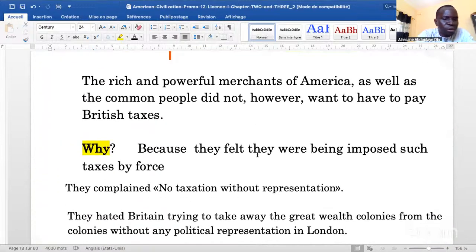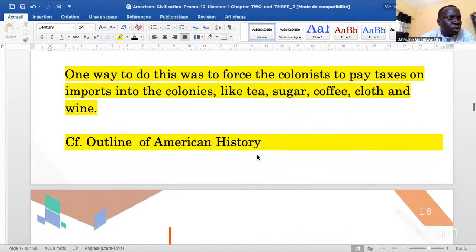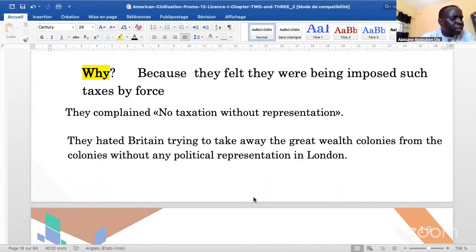So the rich and powerful merchants of America, as well as the common people, did not want to pay. However, they would have to pay British taxes. So what happened? The powerful businessmen and businesswomen, the merchants in America, did not want to pay those taxes. They said, no, even if we are merchants, we are buying tea, sugar, coffee, cloth, and wine from them. We cannot pay these taxes. The big question, why? Because they said they were forced to pay the taxes. Britain imposed them to pay the taxes by force.